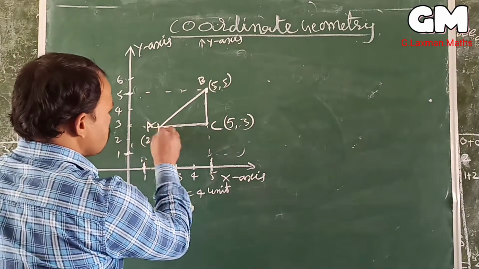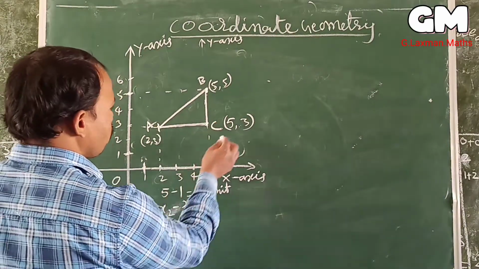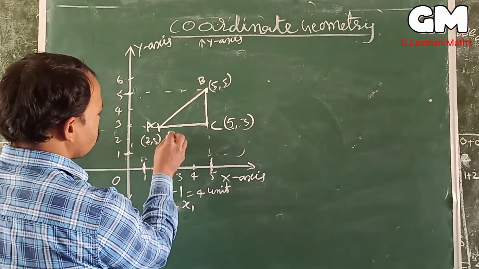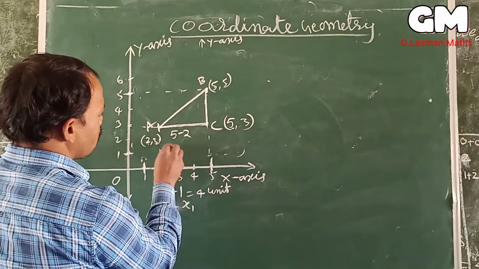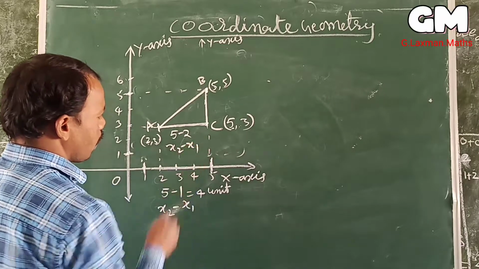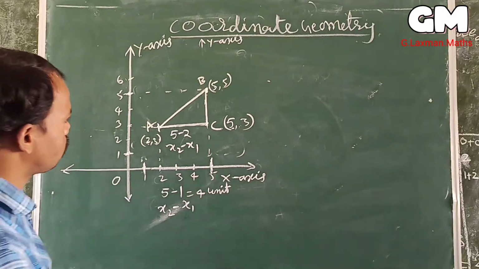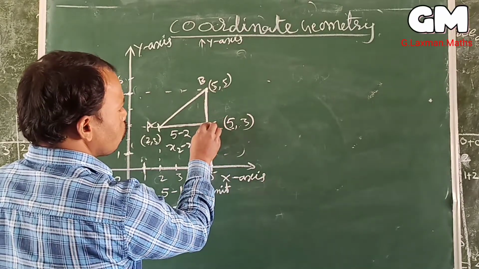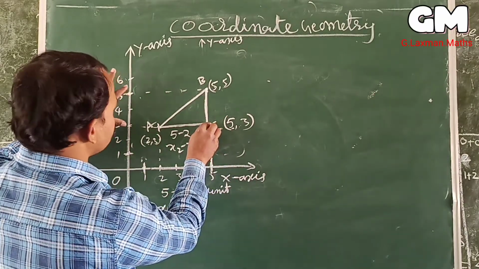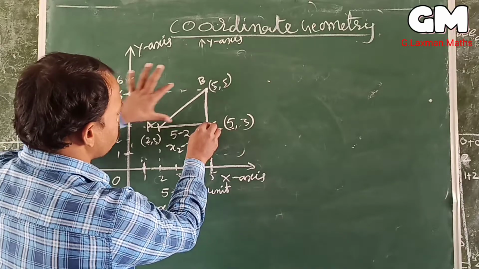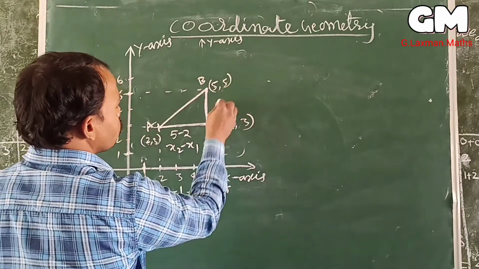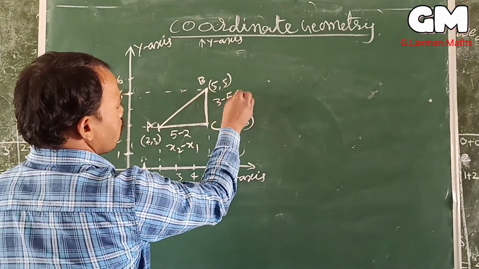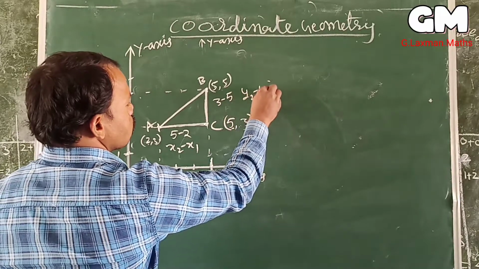To find the distance from A to C, we know it is x2 minus x1, that is 5 minus 2. To find the distance BC, which is parallel to the y-axis, we take the points that lie on the y-axis, so y2 minus y1, 3 minus 5, that is y2 minus y1.